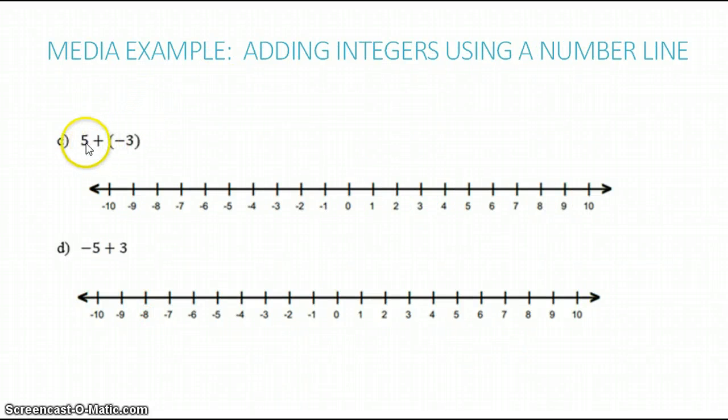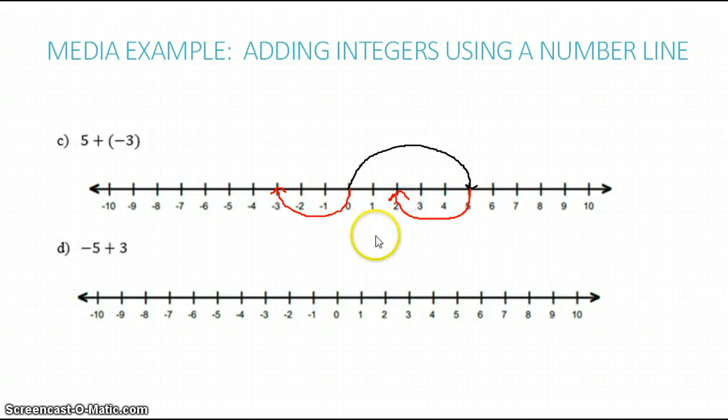In these two examples, notice we have both a positive and a negative number. So in the first one, 5 is positive, so we're going to start at 0 and go 5 in the positive direction. But now we need to add on a negative 3. So notice negative 3 from 0 would look something like this. So this is what we need to add on from 5 over here. So we're going to take this 5 and we're going to go 3 in the negative direction.